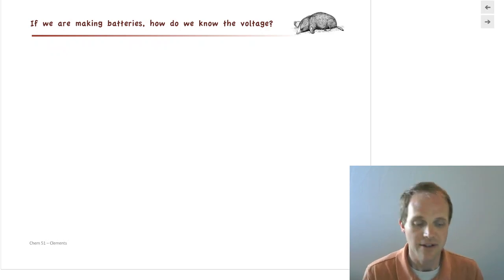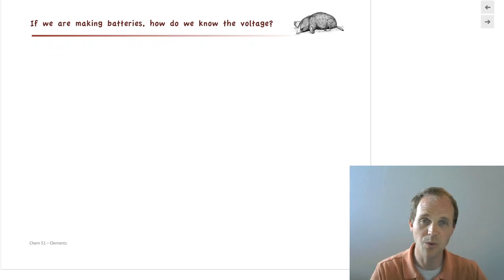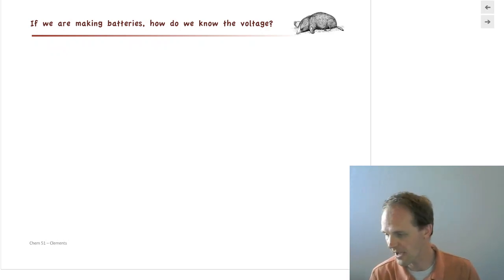Anyway, right, we have 9-volt batteries. There's a 12-volt battery in your car. You can get all sorts of voltage batteries. So how do we know the voltage when we make a battery? Because we don't want to just guess. Okay, so how do we know the voltage when we make a battery?